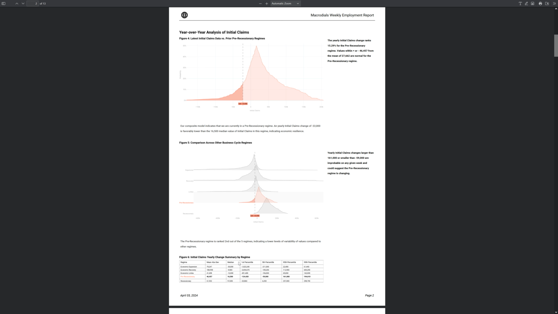The report presents 3 distinct period-over-period regime analyses of claims: year-over-year, quarter-over-quarter, and month-over-month. In each analysis, the charts contrast the latest period-over-period changes in claims with historical values from comparable business cycle regimes.